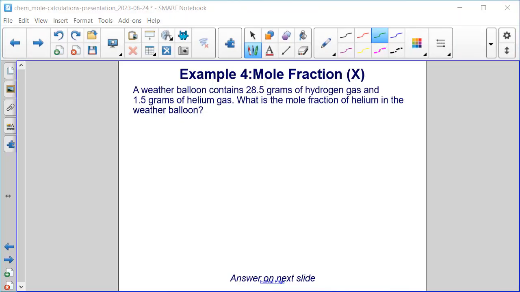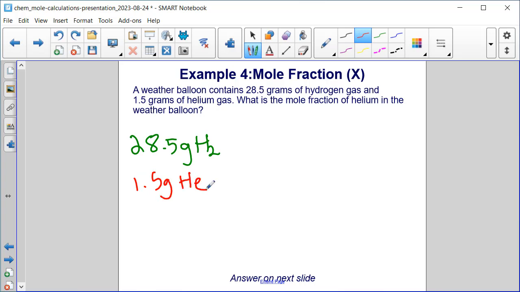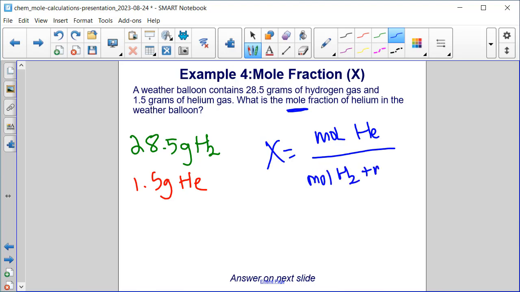Example 4, mole fraction. A weather balloon contains 28.5 grams of hydrogen gas and 1.5 grams of helium gas. What is the mole fraction of helium in the weather balloon? Mole fraction is the moles of helium divided by the total moles, so moles of hydrogen plus moles of helium.